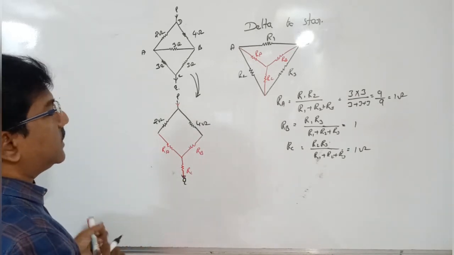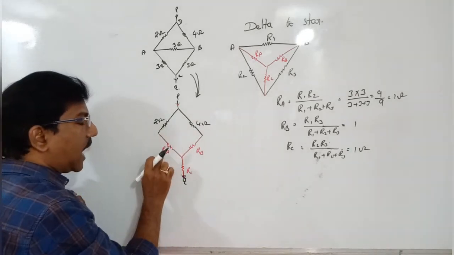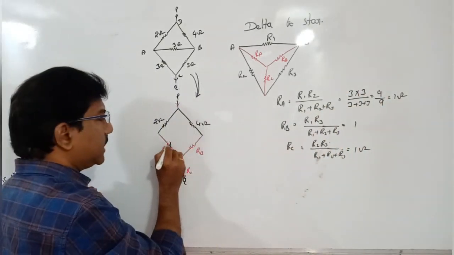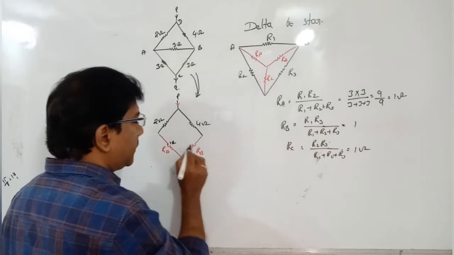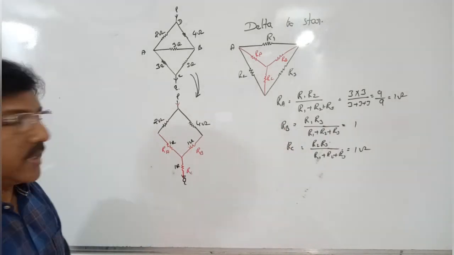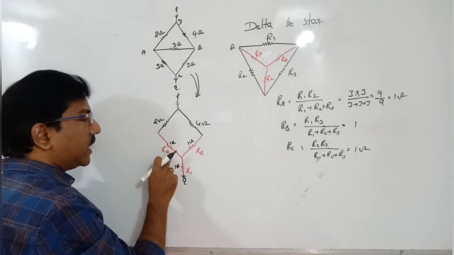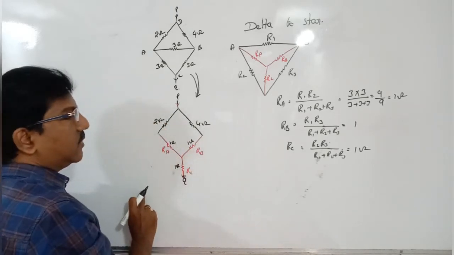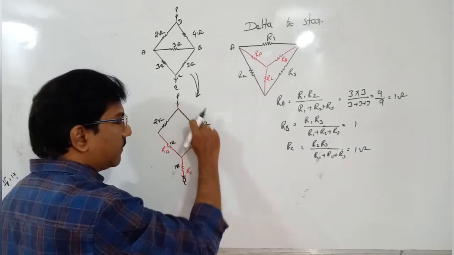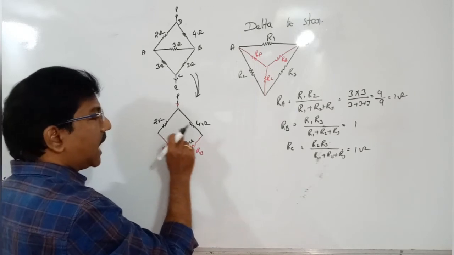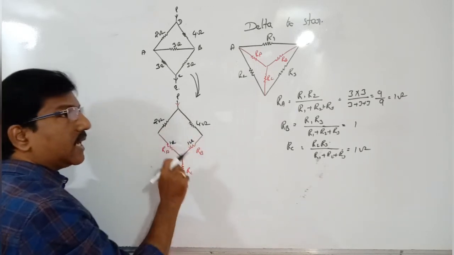Now you could easily do that. 2 ohms and RA. What is the RA value? 1 ohm. What is RB? 1 ohm. What is RC? 1 ohm. That means 2 and 1, these two are in series, so this is 3 ohms. 4 and 1 is 5 ohms. These two are in series. Now the 3 and 5 are both in parallel.